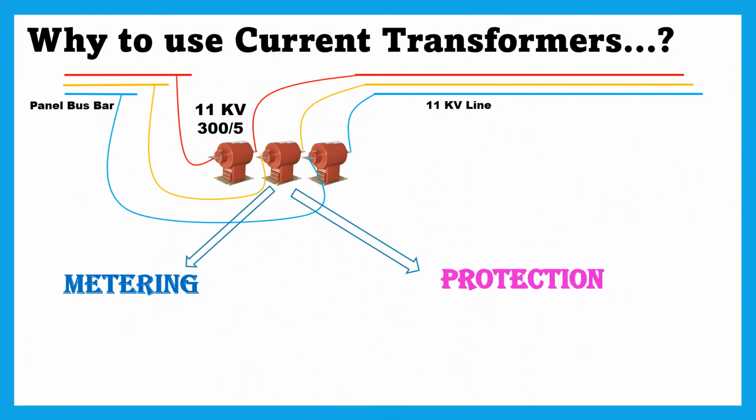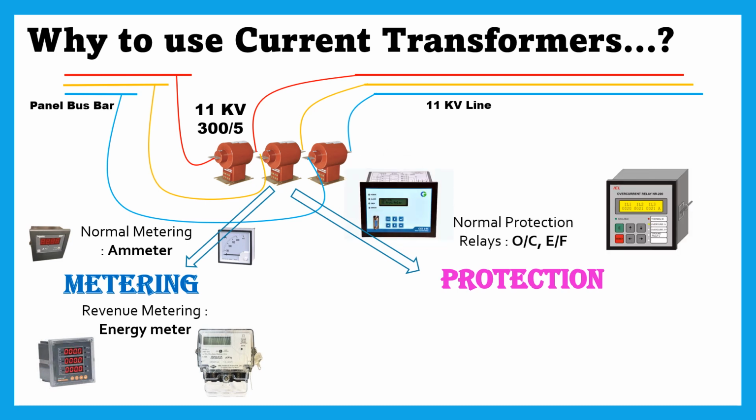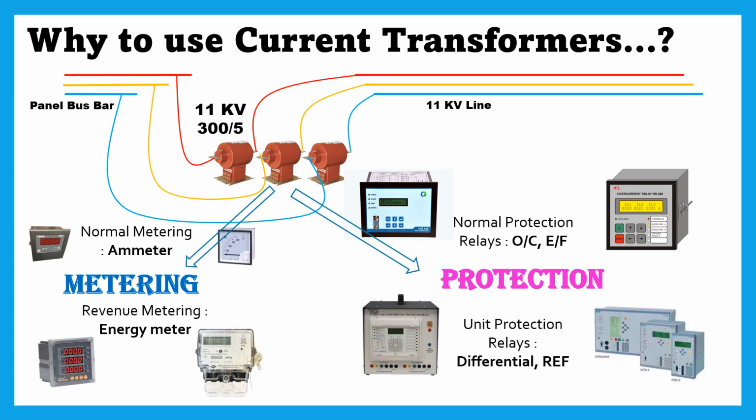Metering can be divided into two purposes. First is normal metering. It is required for measurement of load, like an ammeter. And the second is revenue metering. It is required to record the energy transmitted. You can easily understand that these CTs must be more accurate than others as financial implication is involved. Protection CTs also have two purposes to solve. First is to provide normal protection like overcurrent earth fault protection, and second is to provide special protection like differential protection schemes. Let's understand all these terms in detail one by one.